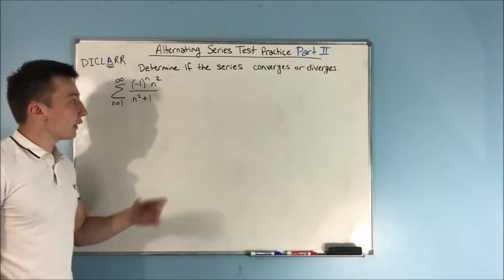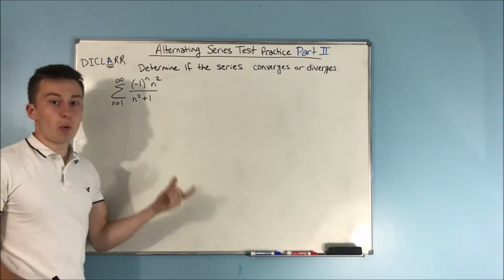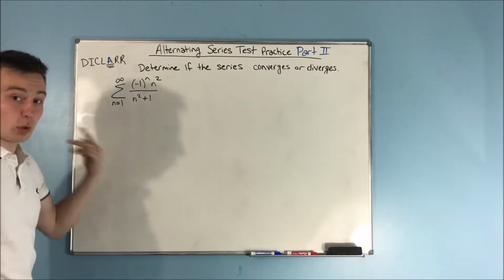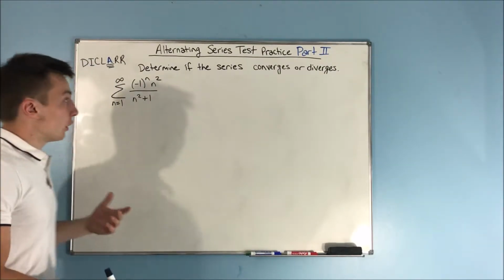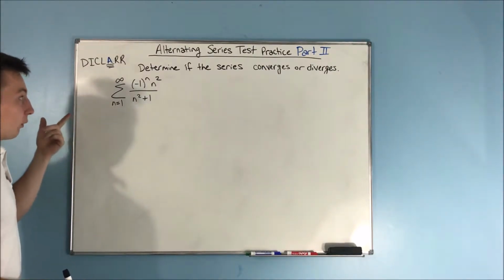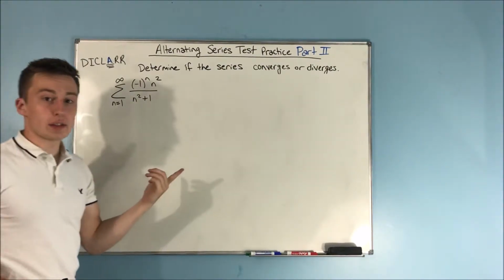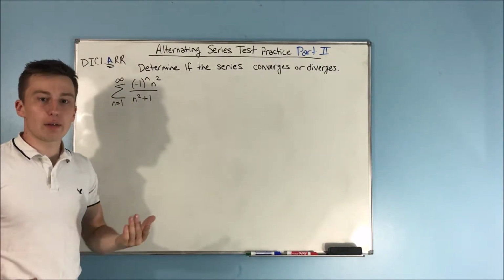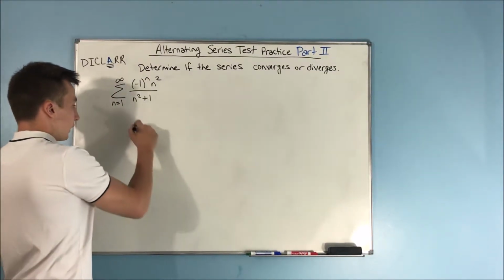I'm mainly showing you this problem just to prove a point. With this acronym that I wrote up here of all our tests, you start off with the test for divergence, our D. That would be the first thing that you would do to this. You can prove that this is divergent by using the test for divergence. So let's see that in action here.